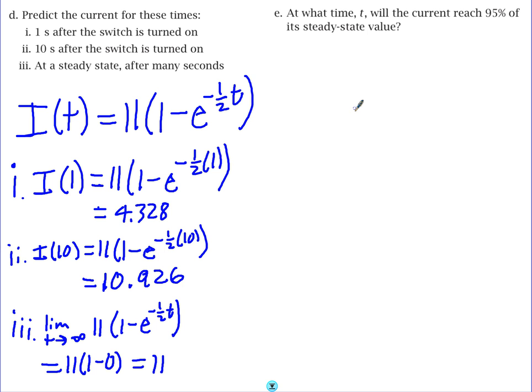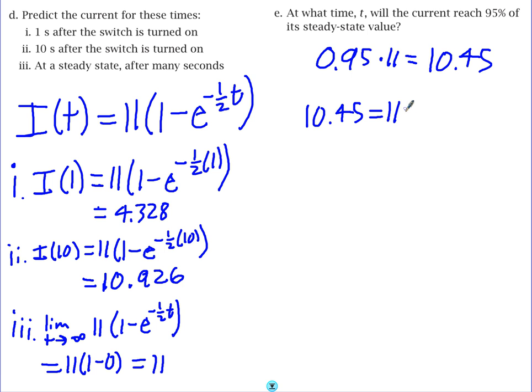So now they're asking us in part E here, at what time t will the current reach 95% of its steady state value? So this is its steady state value. 11 is a steady state value. So what's 95% of 11? So 0.95 times 11. That is going to be 10.45. We want the current to equal 10.45. Let us do that. We want to find when t is going to be equal to that.